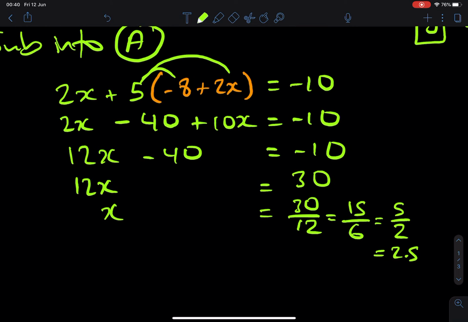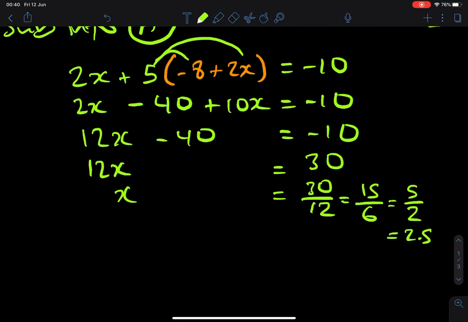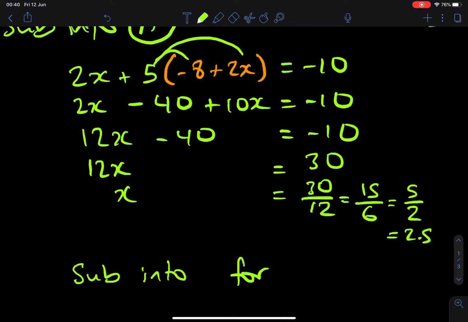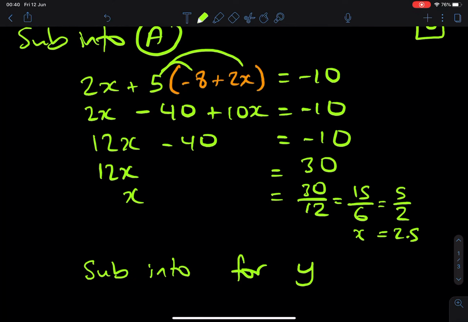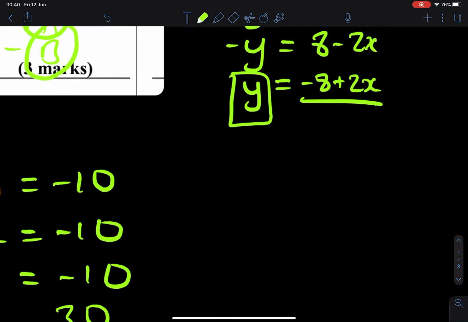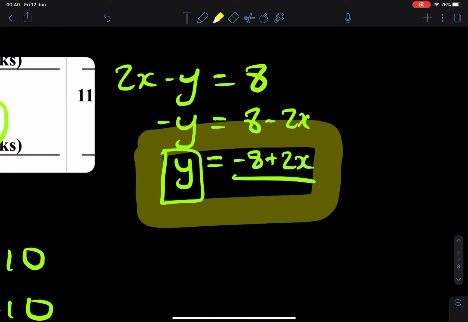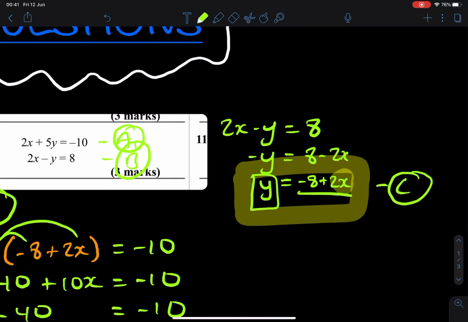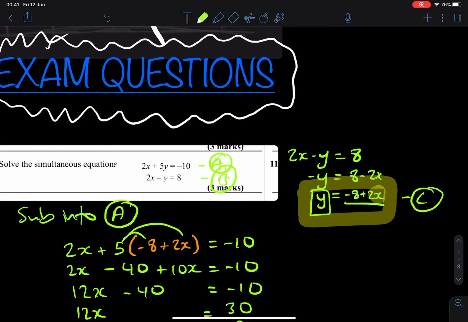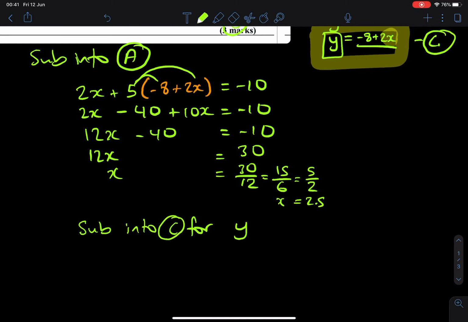So I've worked out what x is. x is 2.5. And now that I've found out what one of the letters is, I'm going to substitute into another equation for y. Now, which equation do I substitute into? If you remember, when I rearranged the original equation, I've already got an equation that is solvable for y, i.e. if I know what x is, if I just substitute it in here, the answer is actually the value for y. And what I can do is label this C. So if that's A, that's B, this is C. So sub into C for y.